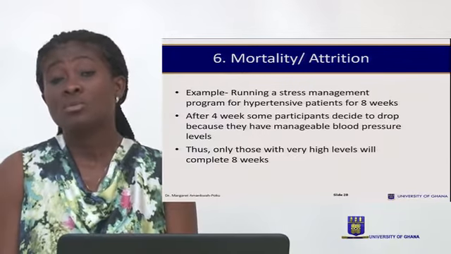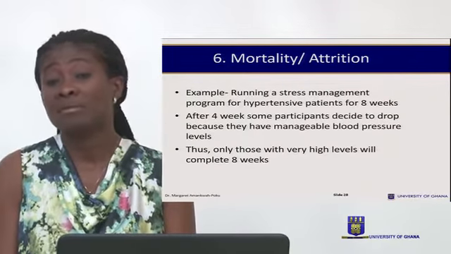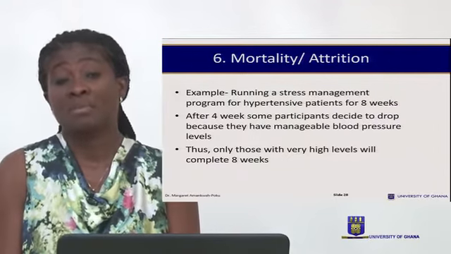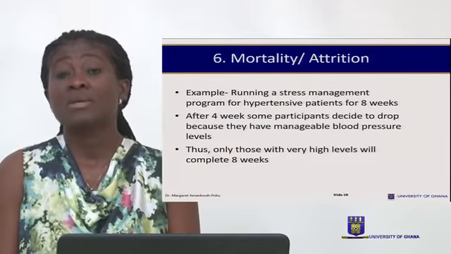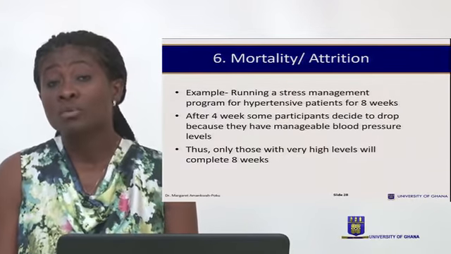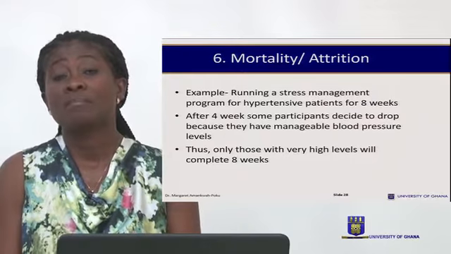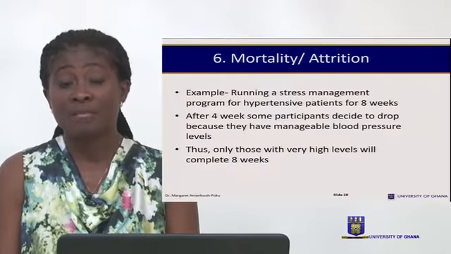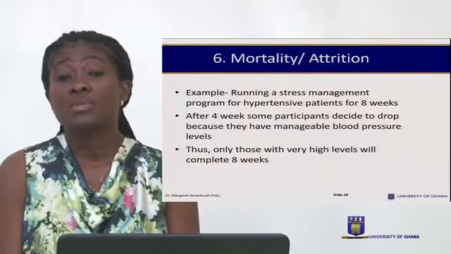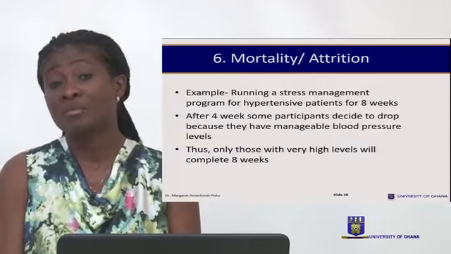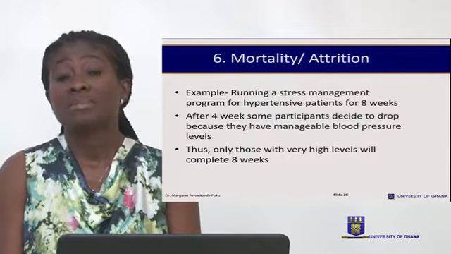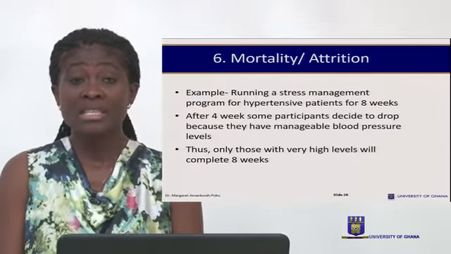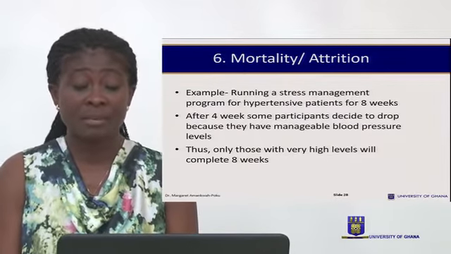So you notice that those who dropped out, who may have had manageable levels, are different from those who stayed in. And because perhaps we may have randomly assigned participants to the experimental and the control group, you have mortality becoming an extraneous variable. So the two groups, you've lost some of the participants in one group, and so that becomes a threat to internal validity. This brings us to the end of general extraneous variables.